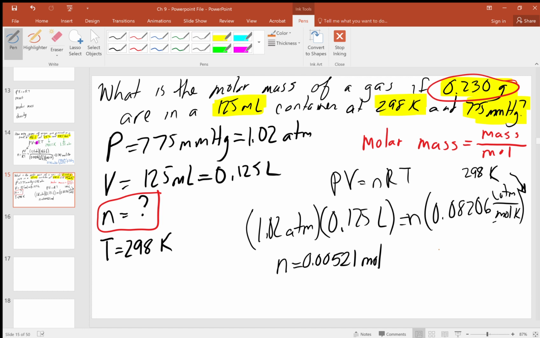So now we can find our molar mass as the mass that we had, 0.23 grams, over the number of moles that we just calculated, and we get a molar mass of 44.1 grams per mole. So that's how we do that.